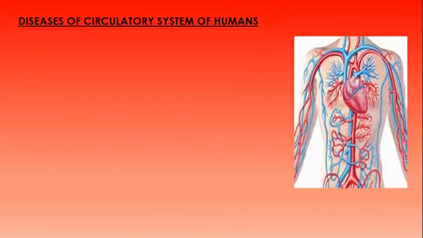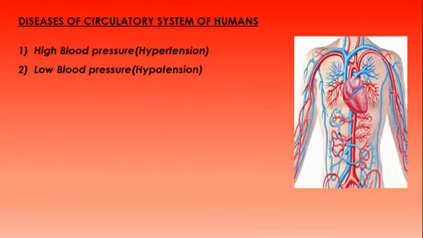Now, let us make a quick overview of some major diseases of the circulatory system of humans. I hope we can think of some of them. Alright, let us go through this list together. We have what we call high blood pressure, also known as hypertension. We have low blood pressure, known as hypotension. Both of these diseases will be treated in detail next week.